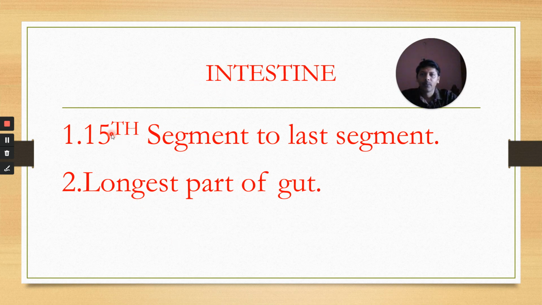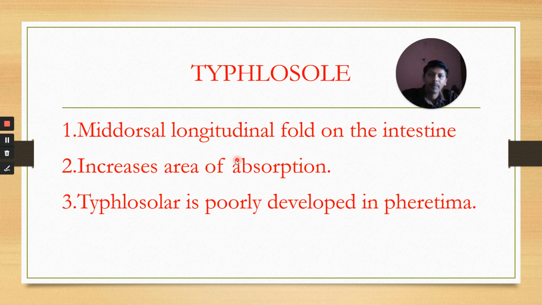Next one, intestine, from the 15th segment to the last segment. This is the longest part of the gut in the earthworm. Compare with the small intestine, where the longest part is the ileum, around 3 meters. Next, typhlosole. The mid-dorsal longitudinal fold on the intestine is called typhlosole. It increases the area of absorption. Typhlosole is poorly developed in Pheretima posthuma.